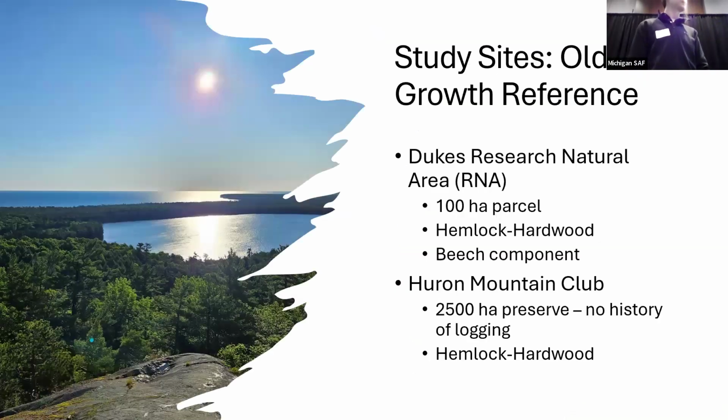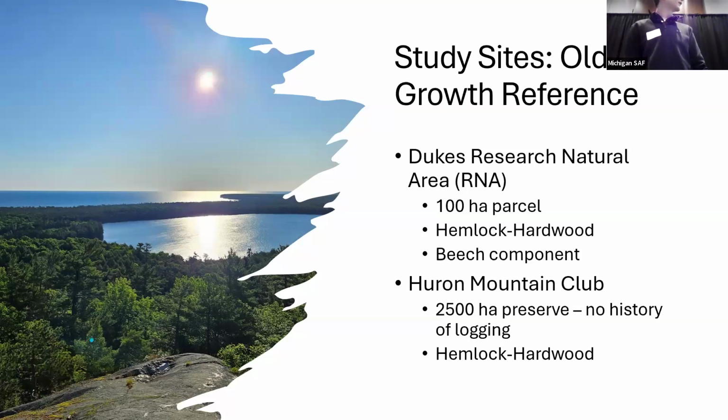We also have old growth reference to work with. So there's the research natural area also at the Dukes Experimental Forest, and that's a 100-hectare parcel of hemlock hardwood forest with also a significant beech component that has had no history of logging or no significant history of logging. So an old growth remnant or maintained research old growth.